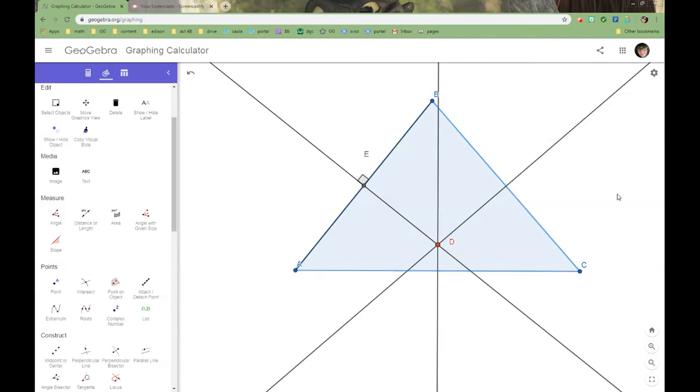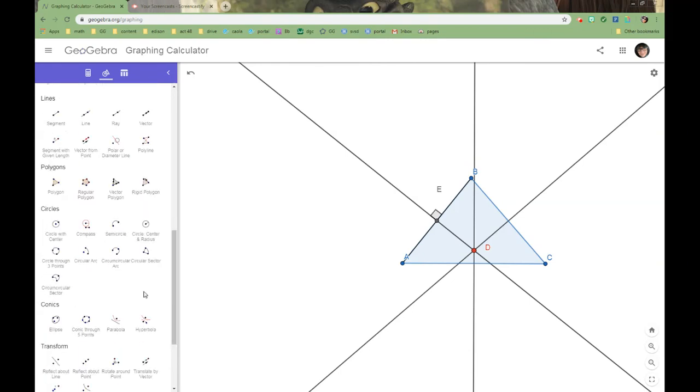Okay, so I promised you that we're also going to create a circumscribed circle, meaning a circle that goes around this triangle and it touches all of the three vertices. So the center of the circle is going to be this point D, and I'm going to choose Circle with Center and Point, choose point D and open that up to point C, A, or B.